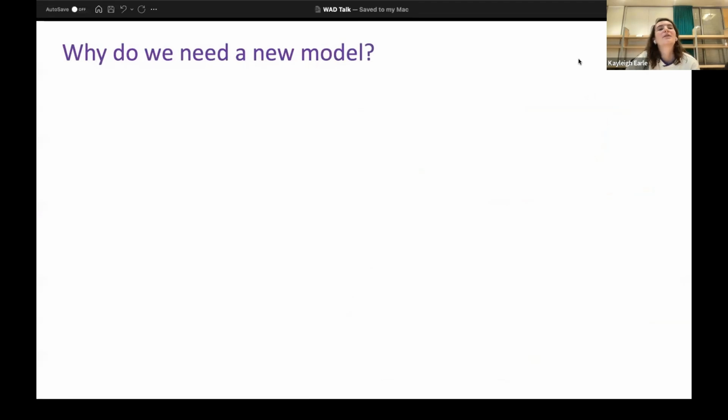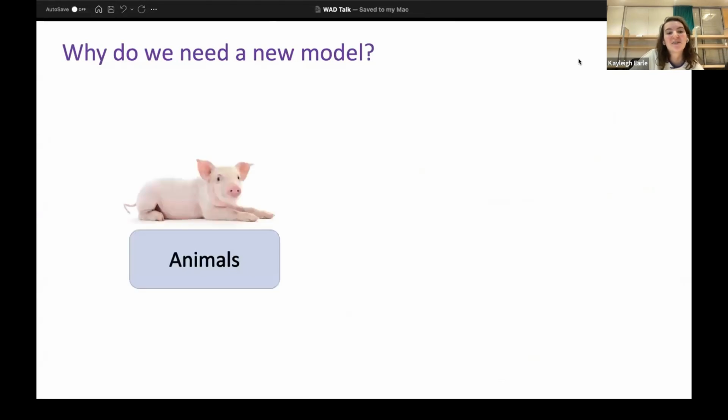So if we already have models, then why do we need to make a new one? Well, this is my project. The problems with our current animal models are, firstly, there is high variability. For these experiments, we have to use a lot of animals, and there's a lot of genetic variability between each animal, so it makes it hard to compare between them.